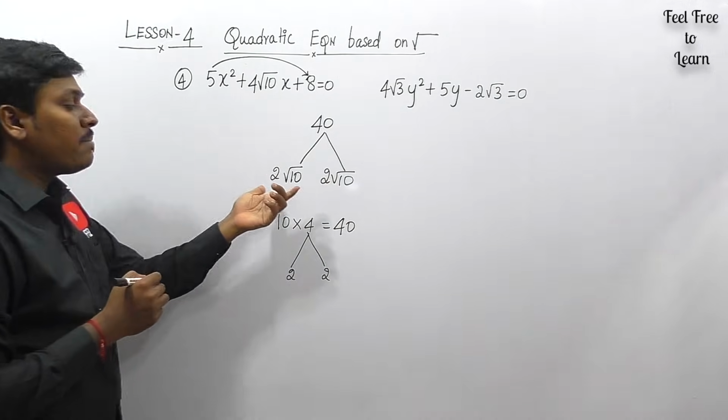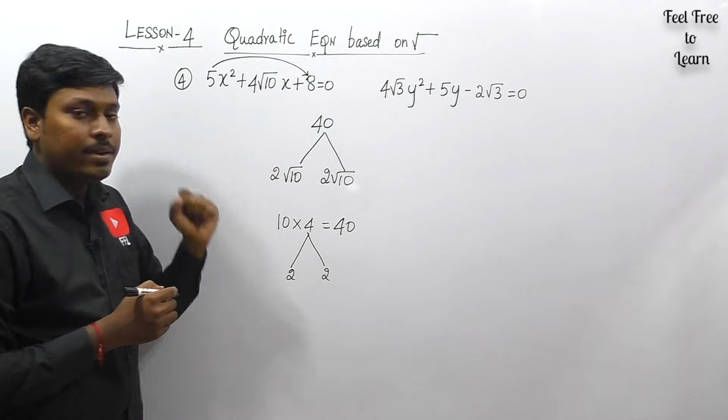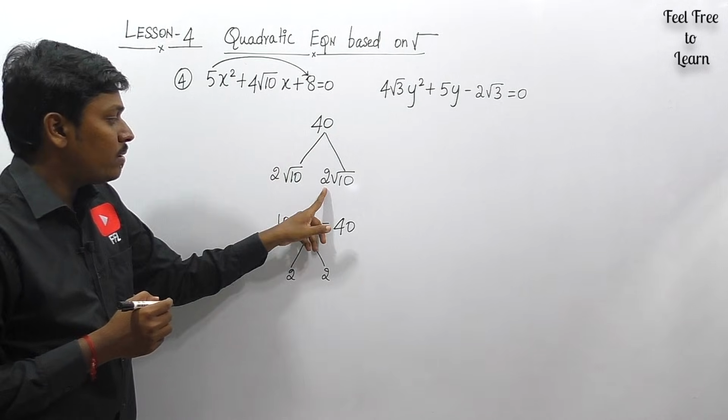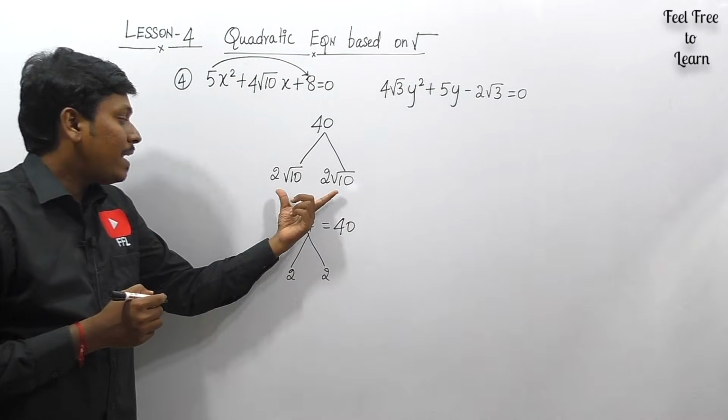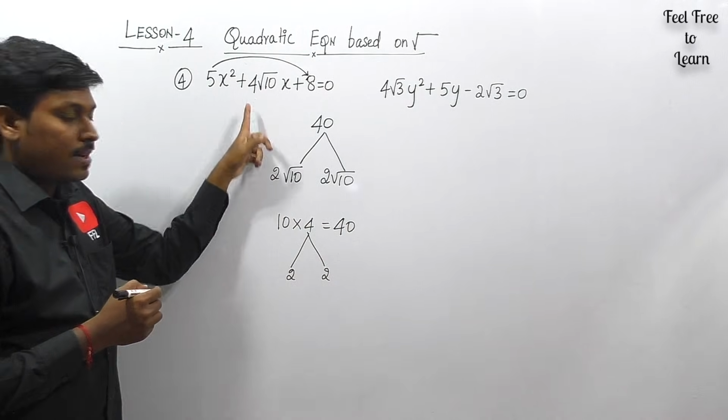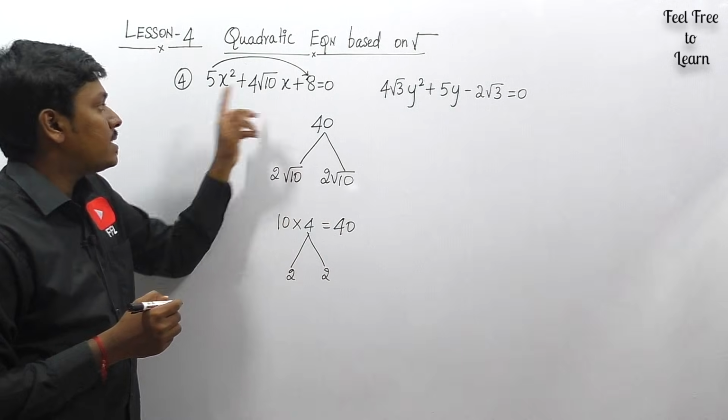If you want to check, you can multiply both the numbers and check whether we are getting 40 or not. So 2 into 2 will be 4. Root 10 into root 10 will be 10. So 10 into 4 will be 40. While adding both the numbers, the resultant should be 4 root 10. So 2 root 10 plus 2 root 10, the answer will be 4 root 10.